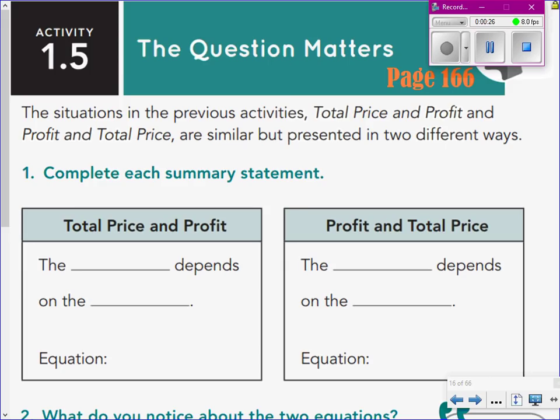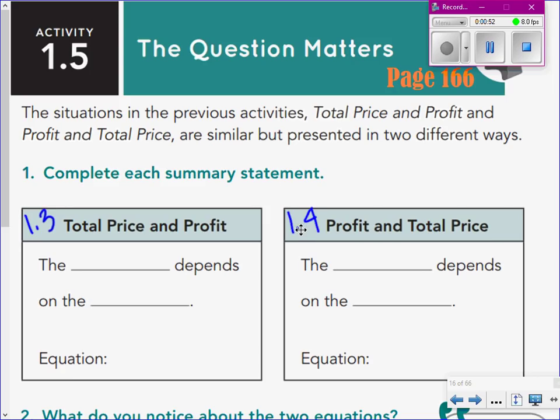And we used this one idea to manipulate an equation and change which variable was the independent variable and which variable was the dependent variable. So in 1.3, we talked about total price and profit. And in 1.4 is when we switched it around.